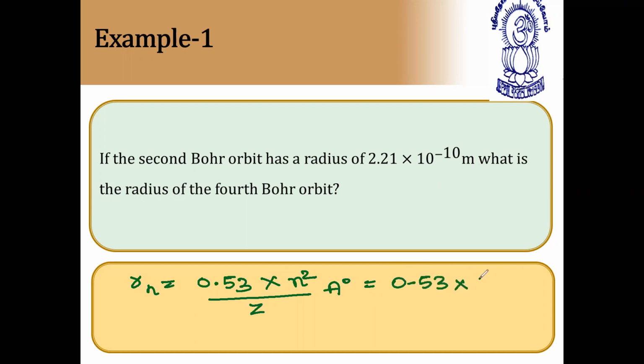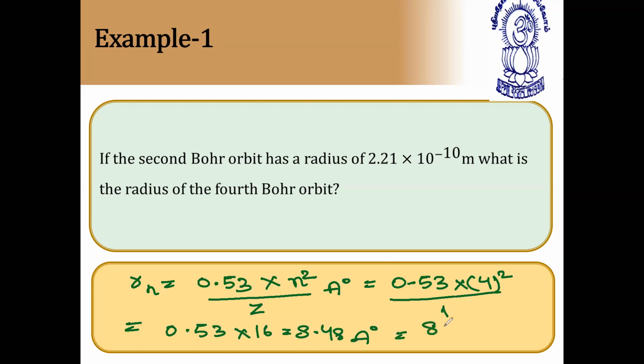0.53 into 16, by z value, because it is only hydrogen atom. So 0.53 into 16 is equal to 8.48 angstroms, which can be written as 8.48 into 10 to the power of minus 10 meters. In this way, you have to calculate radius of nth orbit.